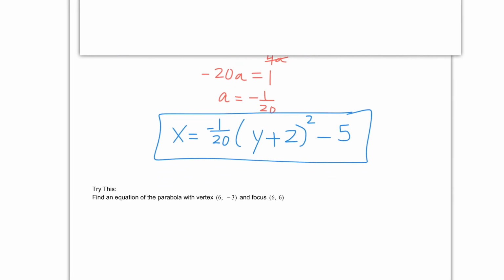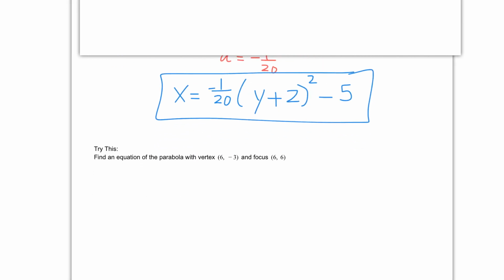Next, I would like you to pause the video and do the try this. Unpause it when you're ready to check your answer. If you did try this correctly, you should have gotten y equals 1 over 36 times x minus 6 squared minus 3. If you have any questions, please let me know.